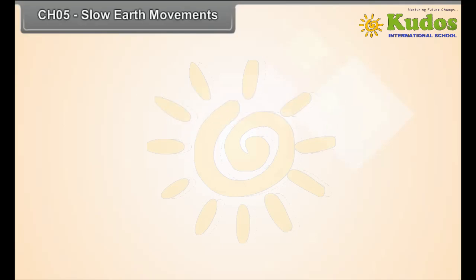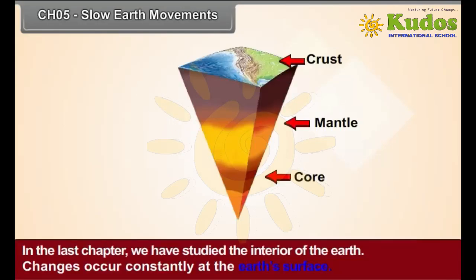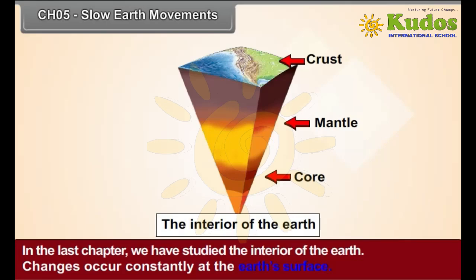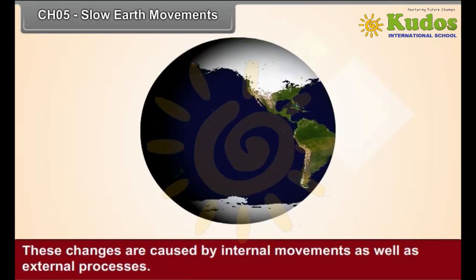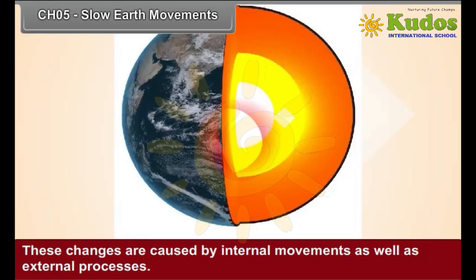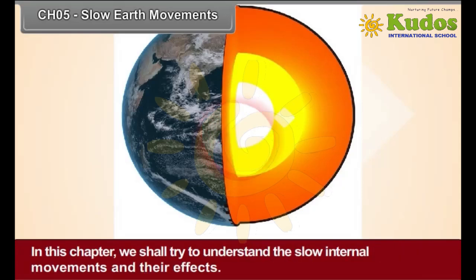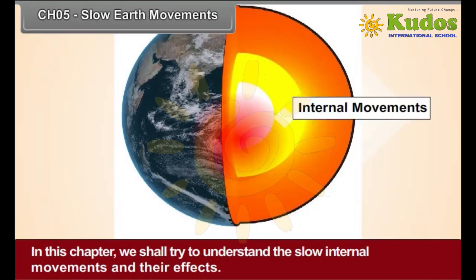Chapter 5: Slow Earth Movements. In the last chapter, we have studied the interior of the Earth. Changes occur constantly at the Earth's surface. These changes are caused by internal movements as well as external processes. In this chapter, we shall try to understand the slow internal movements and their effects.